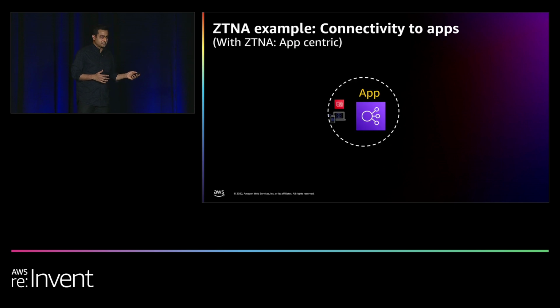With zero trust, what happens is that your application becomes the center of your IT universe, right? So you define how and when somebody can use your application. So you build perimeters around your application, not your network.